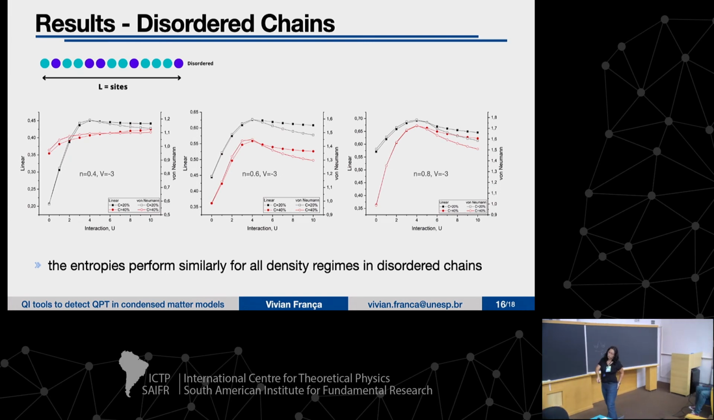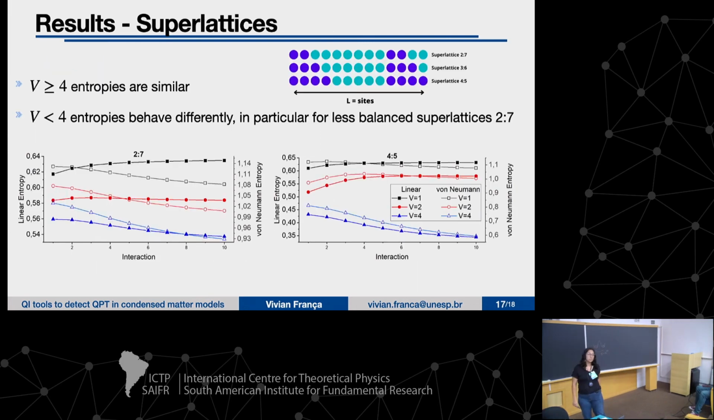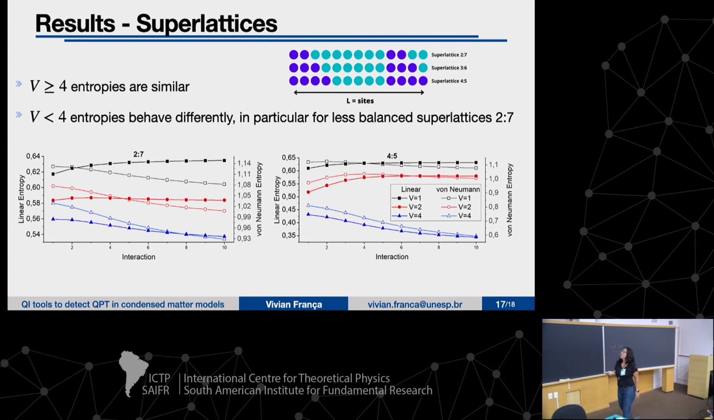But when we go to the superlattice structure, that's a different story. In there, we have a much clearer scenario, so to say. So we don't have the average typical for the disorder case. In there, we see the impact of using one or the other entanglement measure depending on the structure of the lattice.